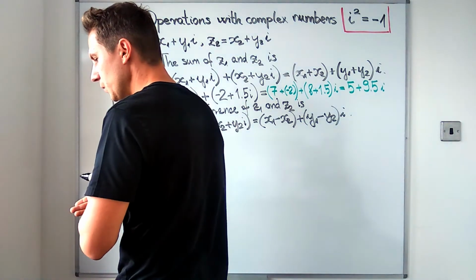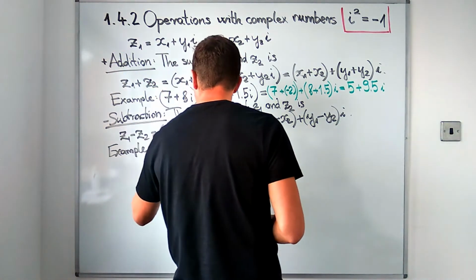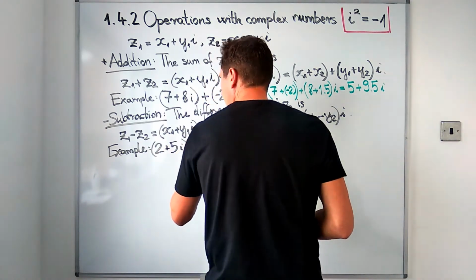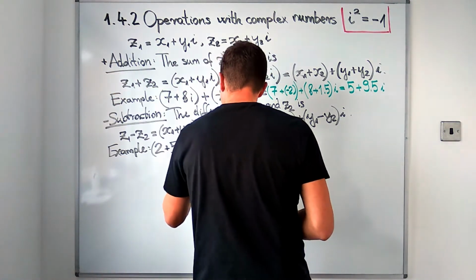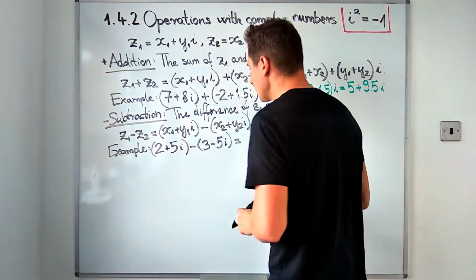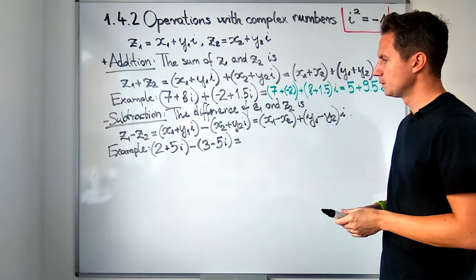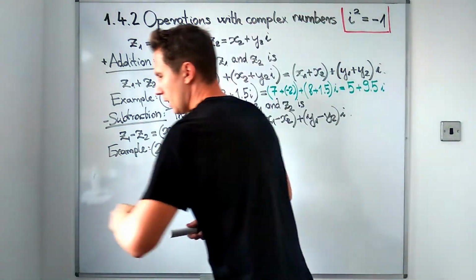So I want you to take the difference of the numbers 2 plus 5i and 3 minus 5i. Take the difference of these two numbers and use the box below to input your answer.